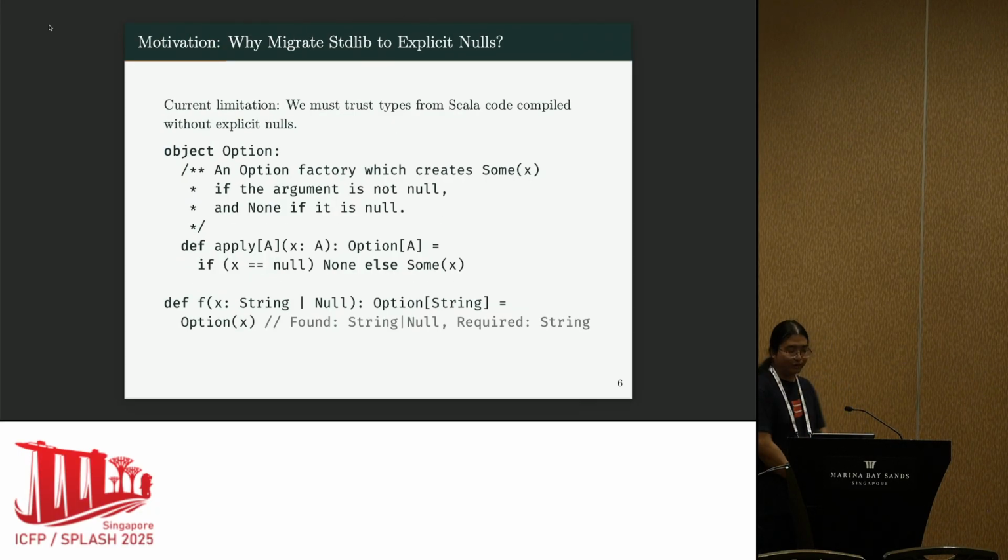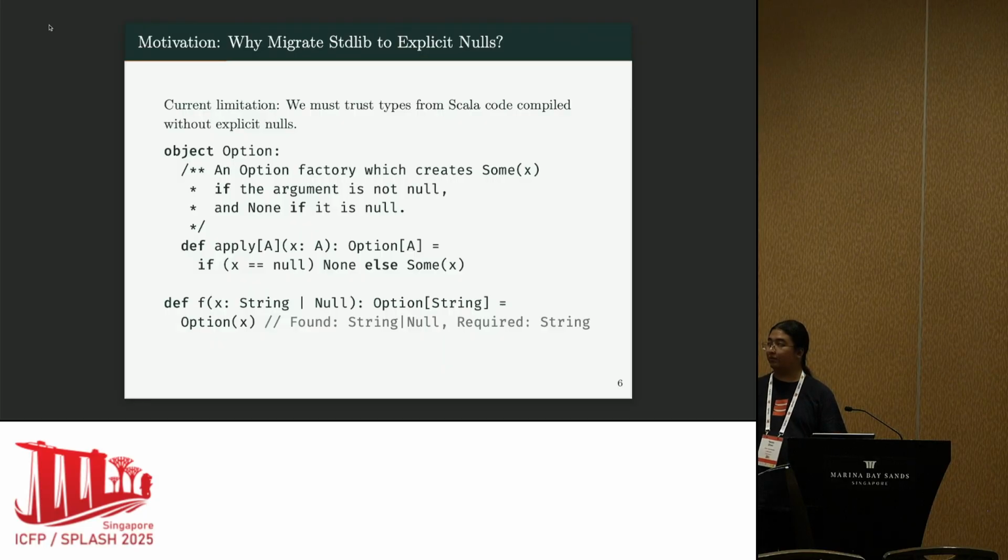Then the motivation: why do we want to migrate the standard library to Explicit-nulls? Well, the current limitation is that we trust the types from Scala code which is compiled without Explicit-nulls. This is based on the assumption that most Scala developers don't use nulls that often, so it's probably safe to trust them. But if you have a type from Scala which is String, we will treat it as String in Explicit-nulls.